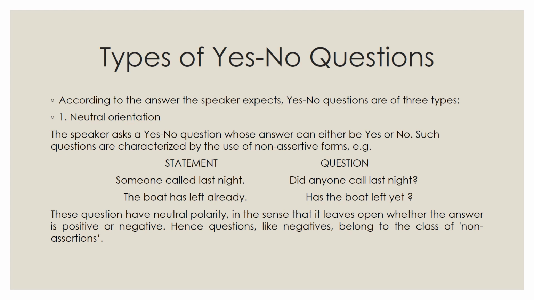Hence, questions, like negatives, belong to the class of non-assertions, which means that questions are just like negative sentences. They belong to the class of sentences in which we have to use what? Non-assertive forms. So this is the first type of yes/no questions, which is of a neutral polarity or neutral orientation, in which the speaker does not know what the answer will be. Is it yes or no? And how can we identify it? We identify such a question by the use of the non-assertive forms.